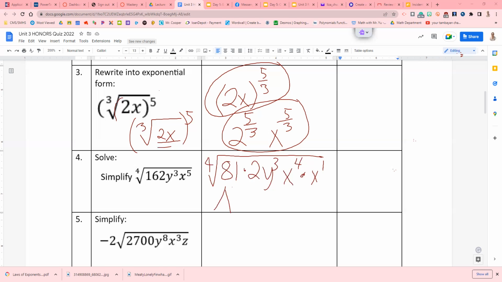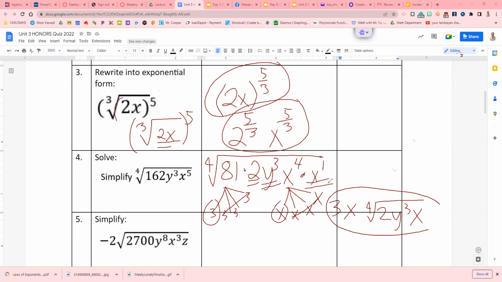So 81 can do 3, 3, 3, 3, while x to the fourth can be x, x, x, x. Okay, same process. You need to cancel 3, take 1, cancel 3, take 1. So therefore, the final answer will be 3x. And then the leftovers, fourth root of, we have 2 here. We have y cubed. And of course, we have the x. So this should be the correct answer.